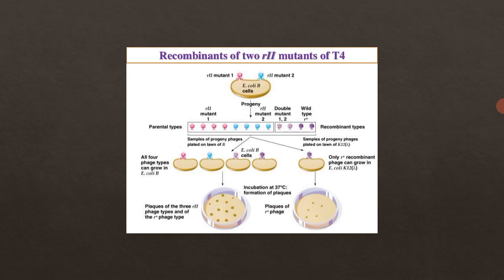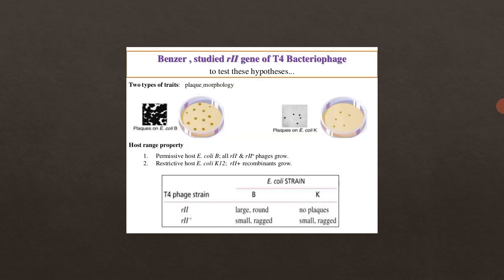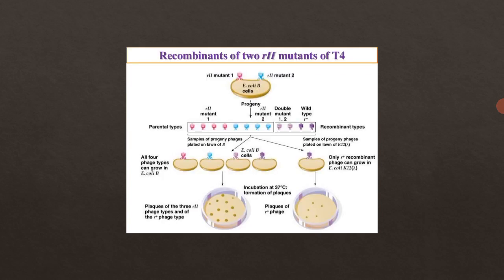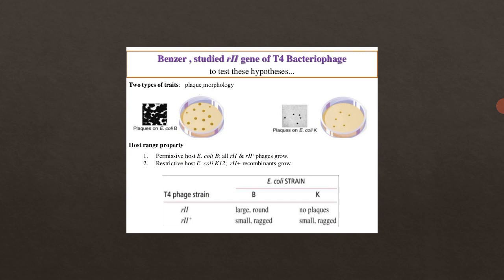Now we want to recombine two R2 mutants of T4 phage. We have selected the first one. You can see the R2 mutants here in the table, so that is what we selected for the next steps, because that is the mutant. The large plaques are the wild types.